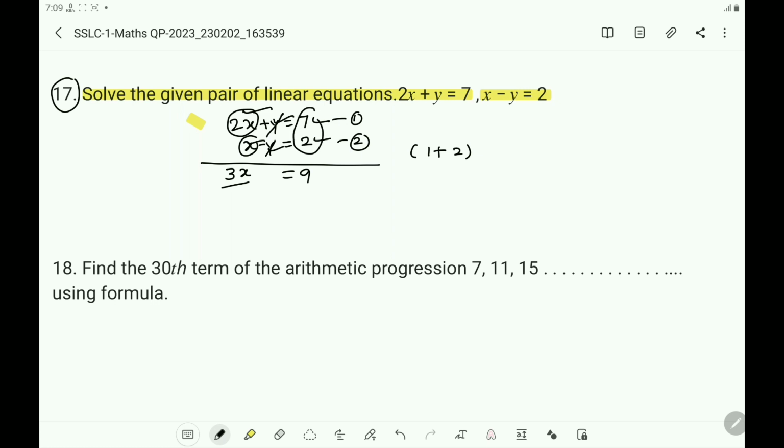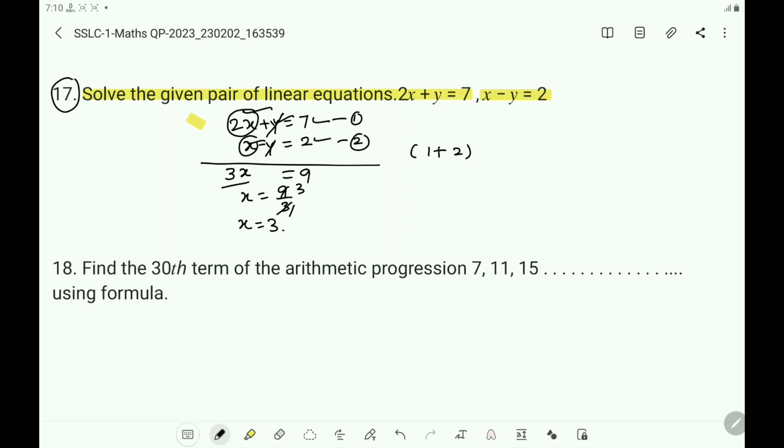That is, the sum of 7 and 2 is 9. And you solve for x. Here you got a linear equation, 3x equals 9. Then you solve it. x equals 9 by 3. Transfer this 3 to the RHS. Then you will get x equals 9 by 3. Then you can cancel, 3 ones are 3, 3 threes are 9. Then you got x equals 3.